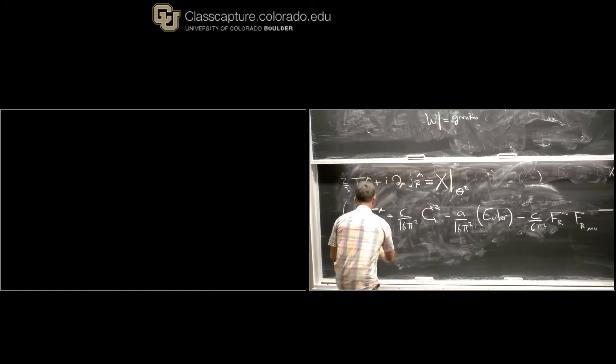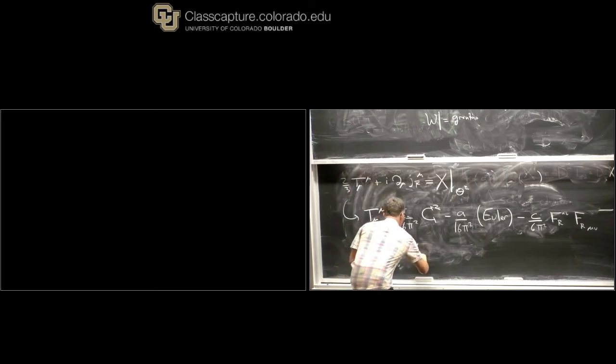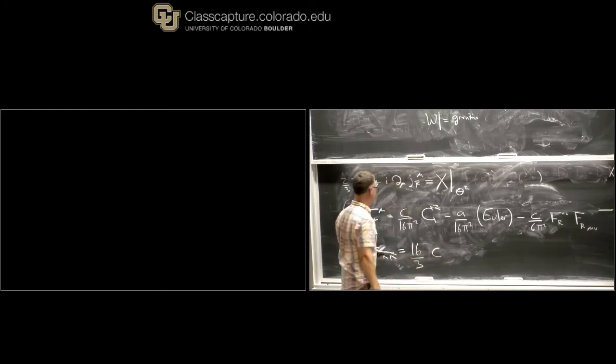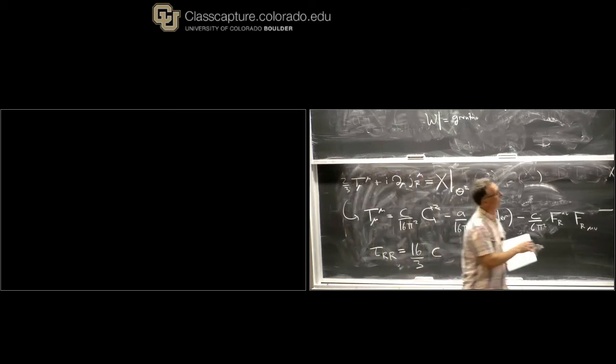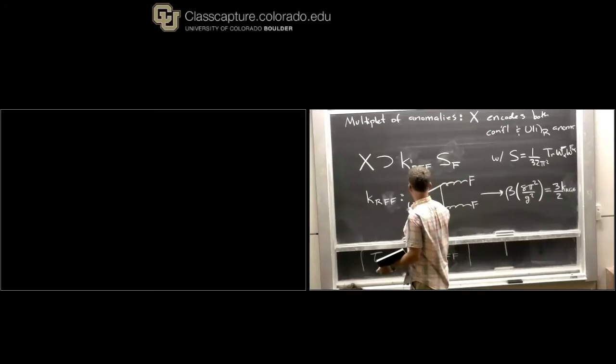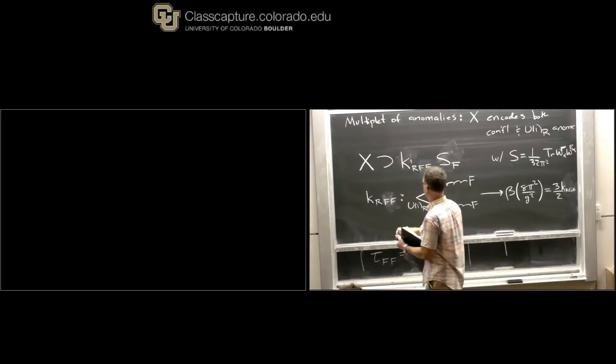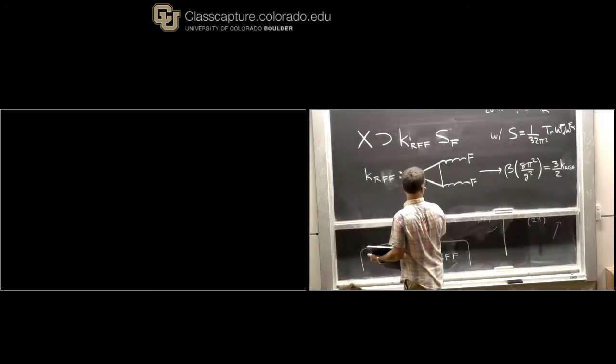And so in particular from this we get that in this normalization, the 2-point function of the R current is some normalization factor that's 16/3 times C. And now we can look at how to relate this to the R symmetry. So now the triangle diagram, instead of being K_RFF, it's, let me go right here.